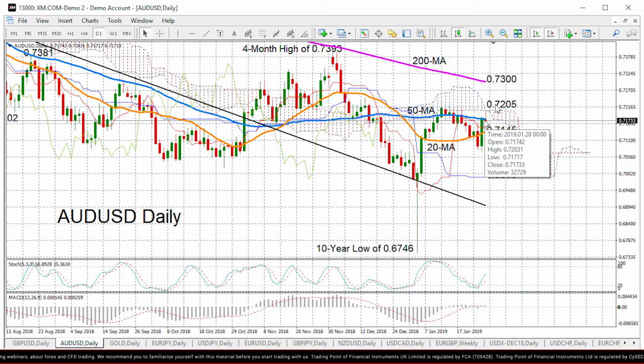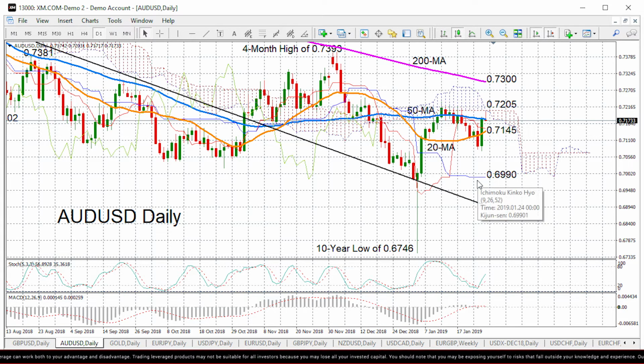To the downside, there is immediate support coming from the 50-day moving average around 0.7170, and then below that we've got another potential support zone which is around 0.7145. That's near the 10-count trend line as well as the 20-day moving average. So breaching below that zone, we could then see the 0.6990 level coming into focus.